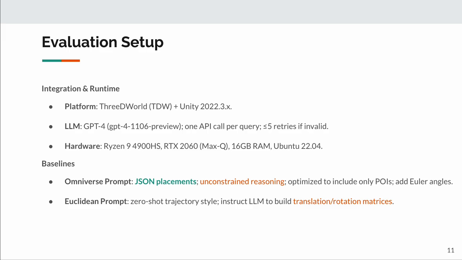And here is our evaluation setup. We integrated the system into 3D World and Unity. All queries were processed by GPT-4 and were few-shot with only 5 retries per query. We compared against two baselines: an omniverse prompt which generates unconstrained JSON placements, and a Euclidean prompt which asks the LLM to form explicit translation and rotation matrices.